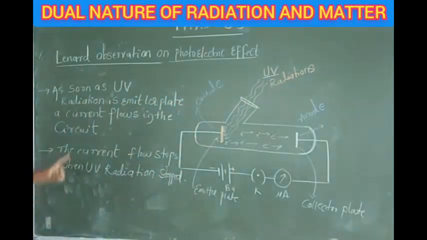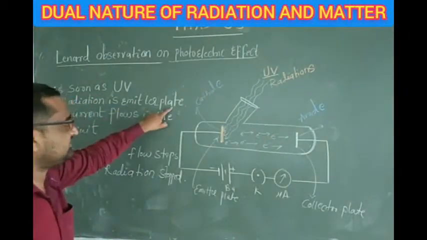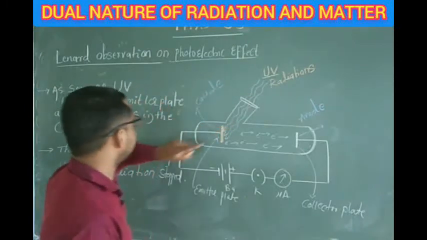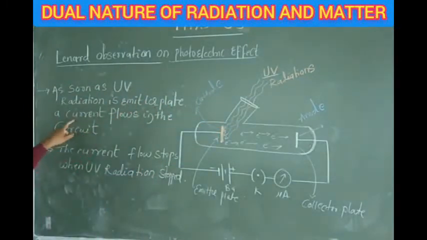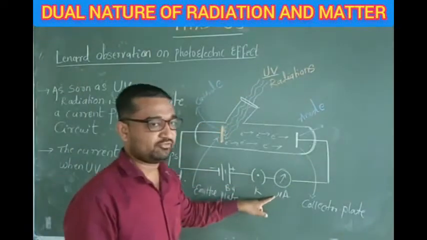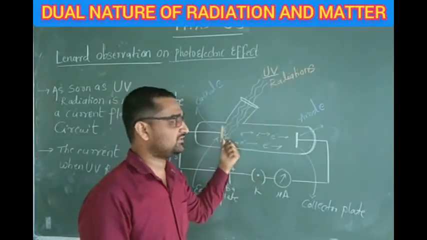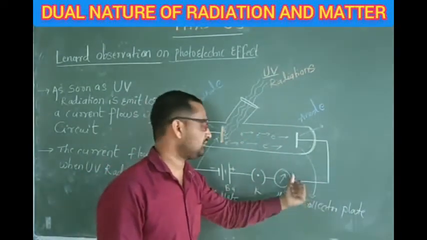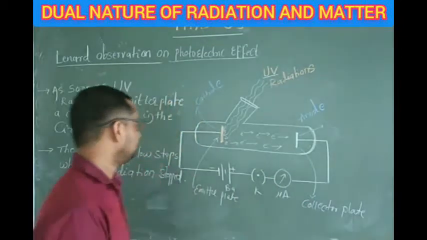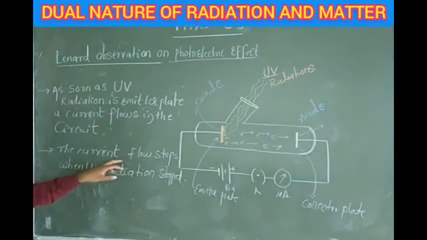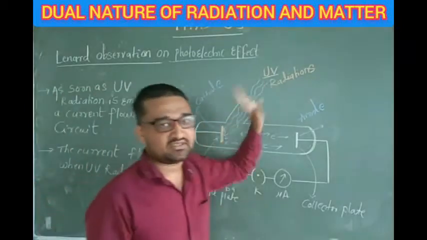So what he observed, as soon as the UV radiation is incident on the emitter plate, a current flows in the external circuit. The current flows as long as UV radiations keep falling. But what happens? The current flow stops when the UV radiations are stopped.